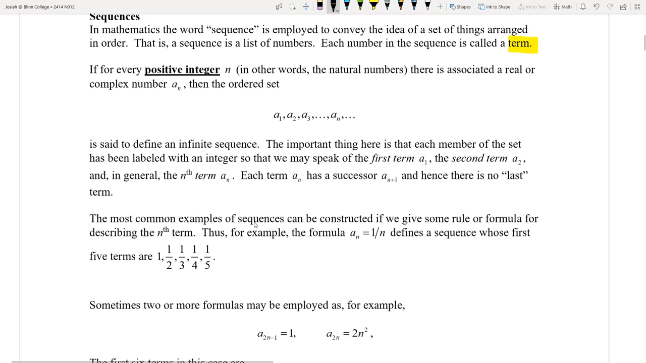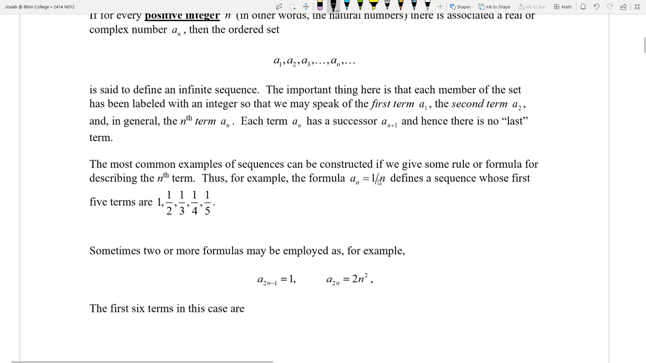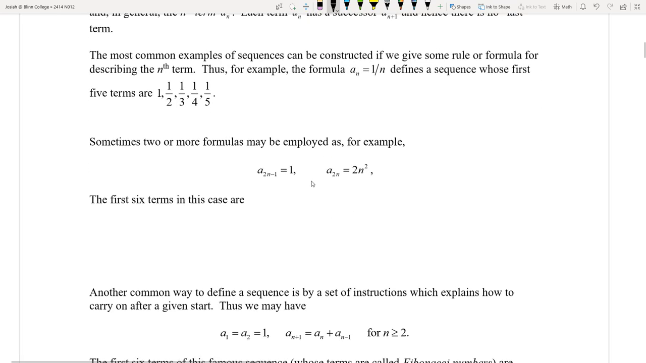And as it says here, the most common thing that we can do is give a rule or formula for the nth term. So if we have 1 over n as our nth term, then we've got 1, 1/2, 1/3, 1/4, 1/5, and we would keep going on forever. As it says here, sometimes 2 or more formulas may be employed. And so we've got 2 different formulas, and we have to figure out where these fit in. We need to figure out where is a sub 1. Does it belong to this guy or this guy?